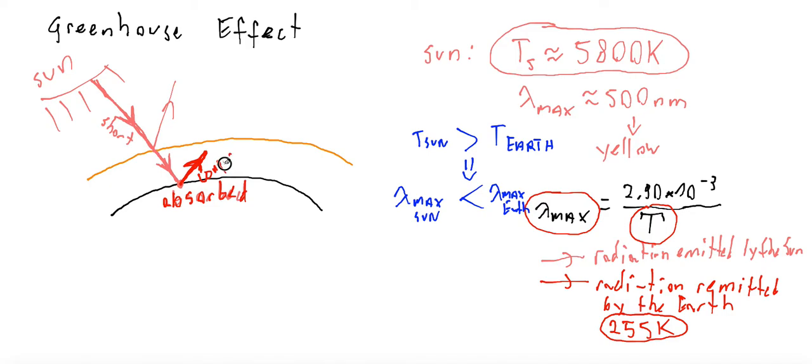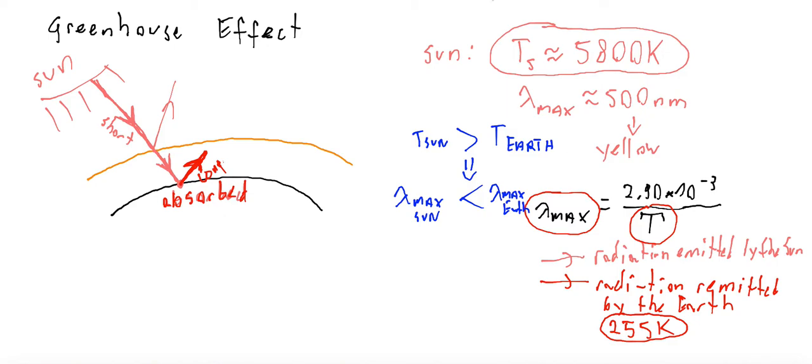Okay, and this is important because if radiation travels towards the Earth, then the wavelength is short. If radiation travels away from the Earth through the atmosphere, then the radiation is long. So this is the most important thing here: the wavelength of radiation which travels through the atmosphere from the Sun to the Earth is short, and the wavelength of radiation emitted by the Earth, from Earth towards space, is long.